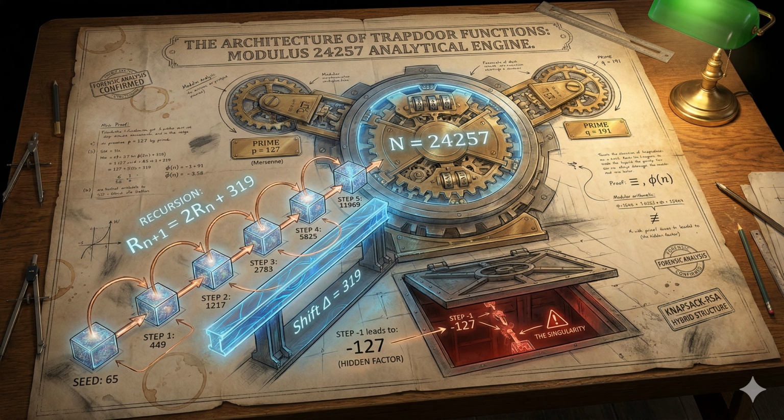And that brings us to the bigger picture. We often assume that if we can't see a pattern immediately, it's secure. But this analysis shows that patterns can be very subtle. The number 319 didn't look like a key. It looked like a random difference. But once you pulled on that thread, the whole sweater unraveled.